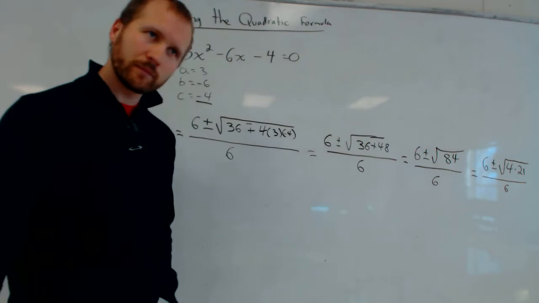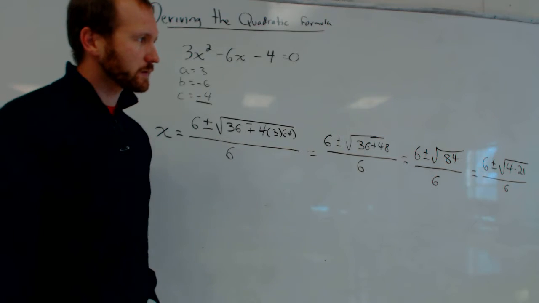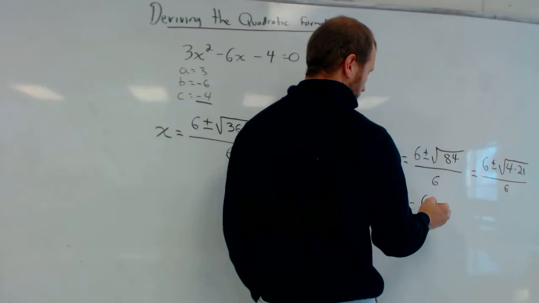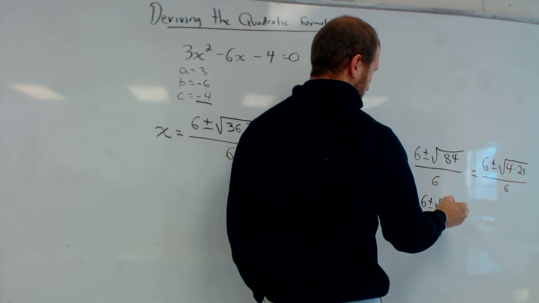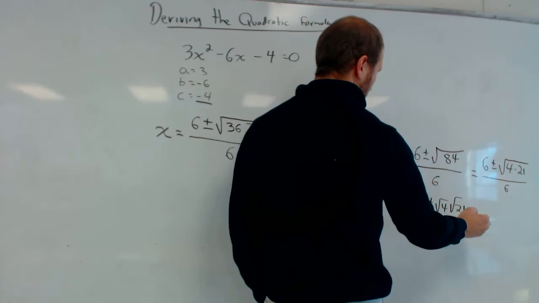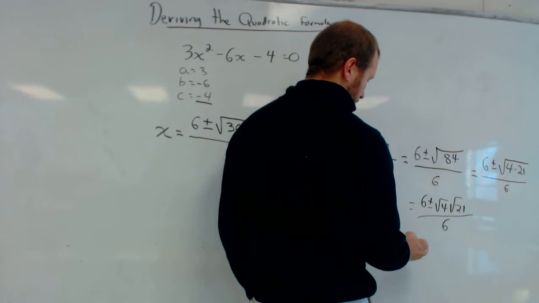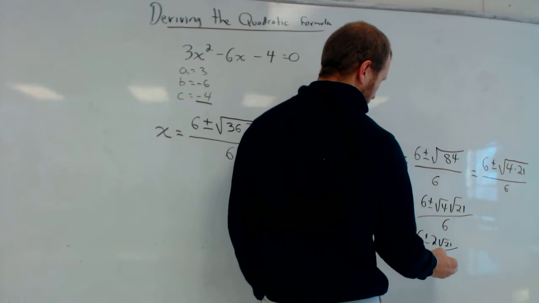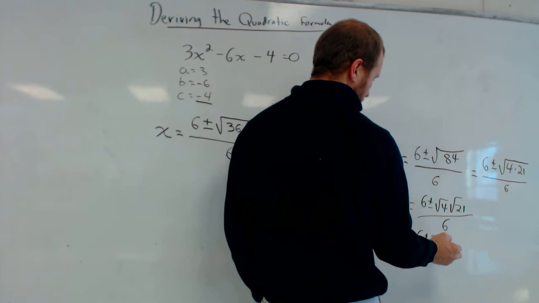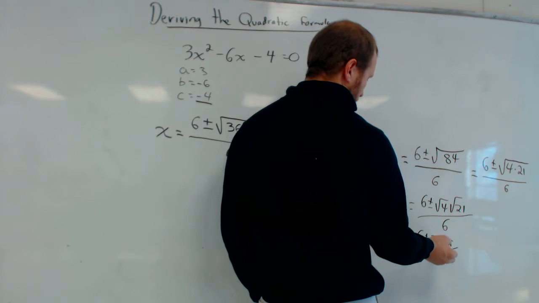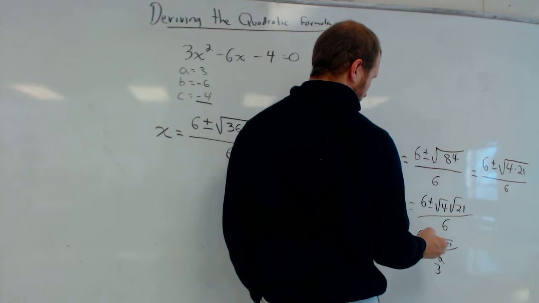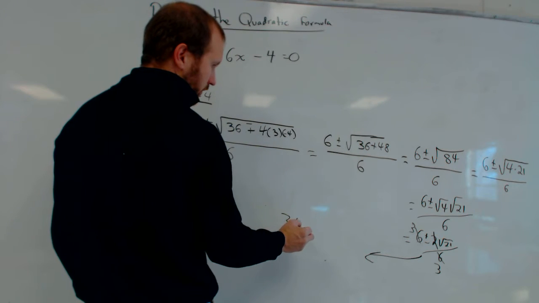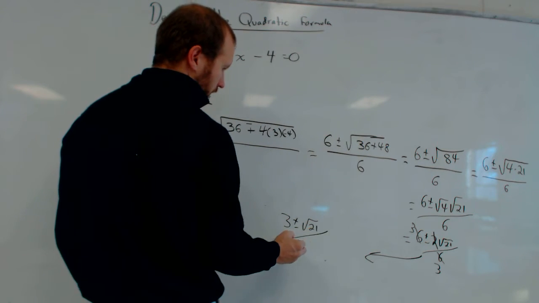So we can do the square root of 4, which is 2. So 6 plus or minus the square root of 4 times the square root of 21, over 6. That's 6 plus or minus 2 square roots of 21 over 6. And then we can cancel a 2 from everything. So our final answer is 3 plus or minus the square root of 21 over 3.